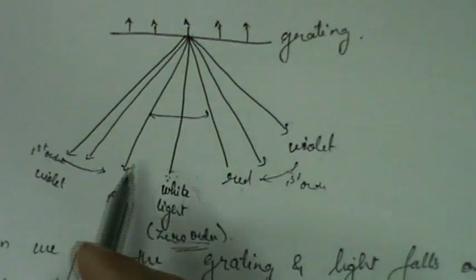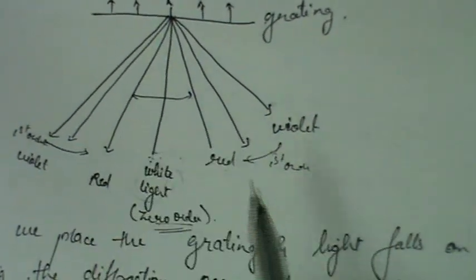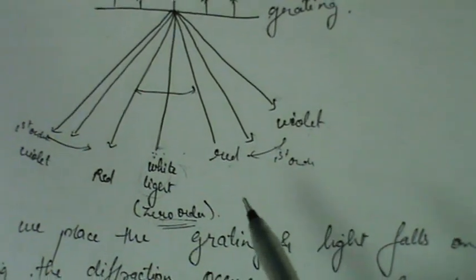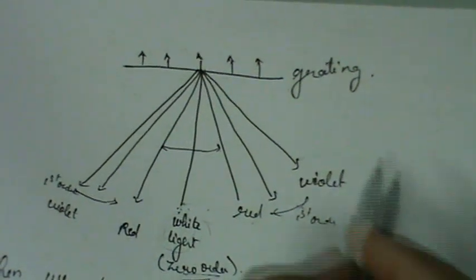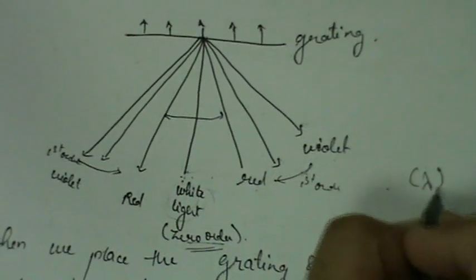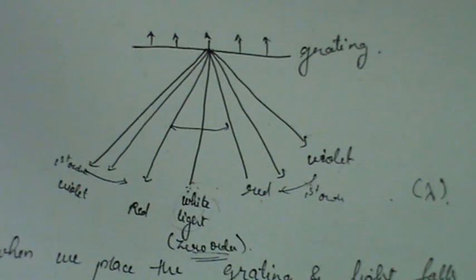So we can measure wavelength for a particular light for a particular order, and we can take the average of that particular color and we can calculate the lambda for that light.